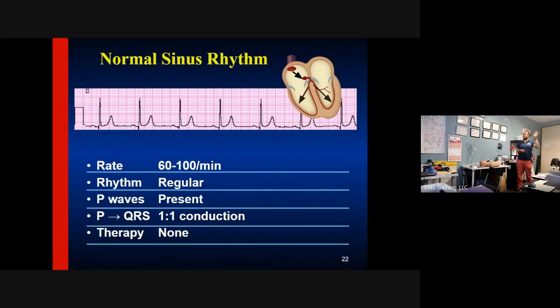Normal sinus rhythm. It's normal because our rate is 60 to 100 beats per minute, like you see on the PowerPoint. Our rhythm is regular. P waves are present in upright and normal morphology, and there's a P for every QRS and vice versa with a one-to-one conduction rate. Usually no therapy is needed for this. This is normal. No therapy is needed.